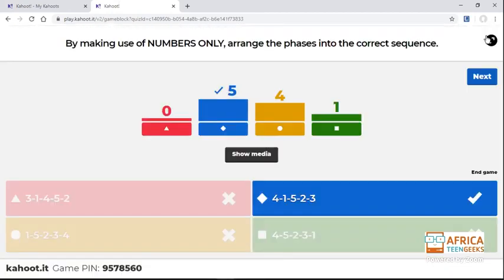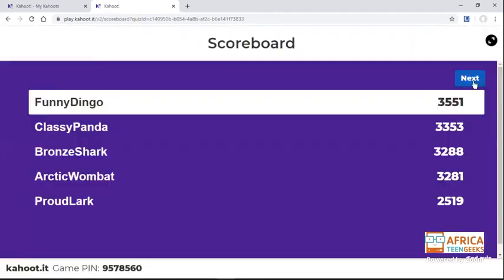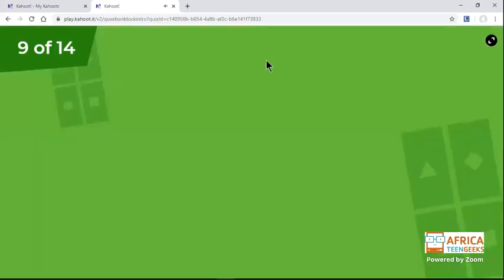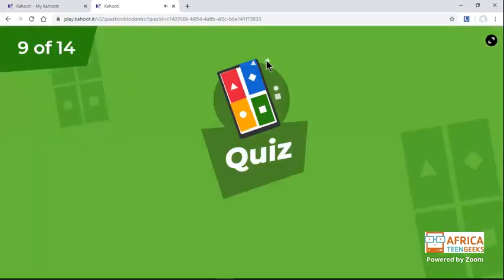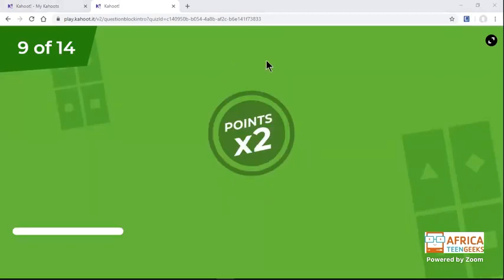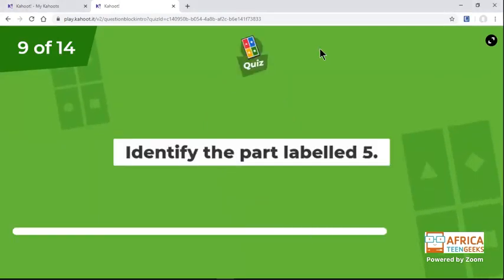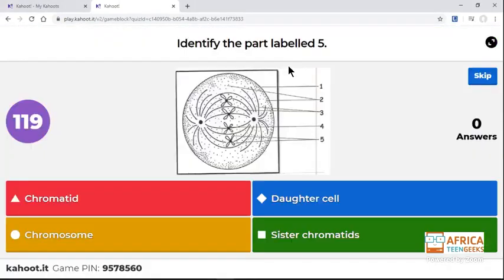So we have 5 minutes remaining. So identify the part labeled 5. So what is the part labeled 5?